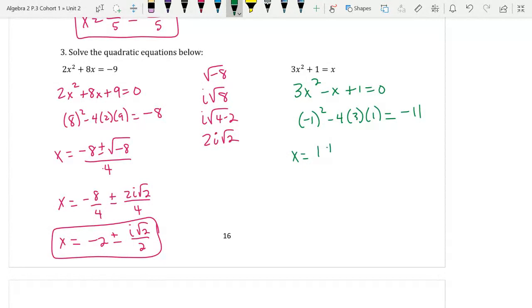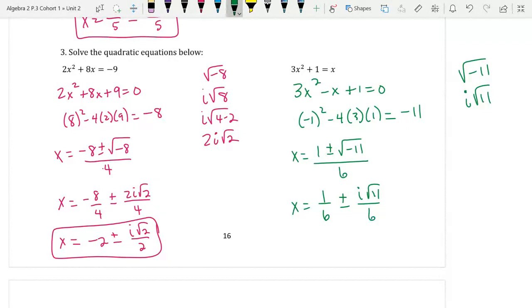So I have 1 plus or minus the square root of negative 11 all over 2 times 3, which is 6. Square root of 11 doesn't simplify. So the square root of negative 11 is just going to become i square root of 11. There's nothing else I can do there. So when I separate this, I'm going to get 1 over 6 plus or minus i square root of 11 over 6. Even though nothing reduces, we still want to show it as 2 separate pieces, a plus bi form. 2 answers there, and we are good.